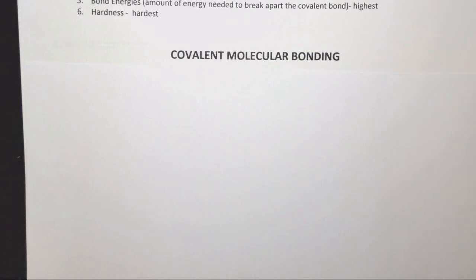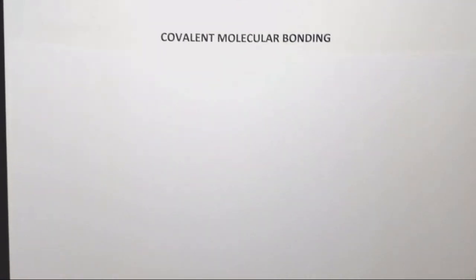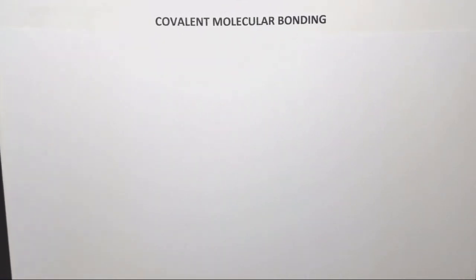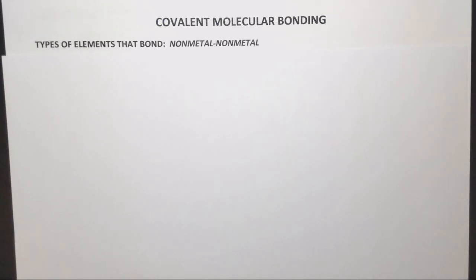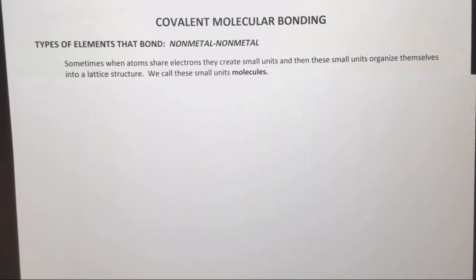Okay, so that was covalent network. But covalent bonding can happen in a different way as well, and it results in what we call covalent molecular bonding. This also occurs between elements that are both nonmetals. Sometimes when atoms share electrons, they create small units, and then those small units organize themselves into a lattice structure. The small units we call molecules.